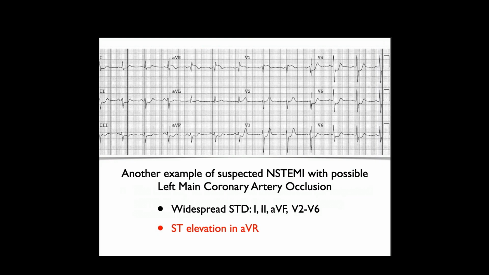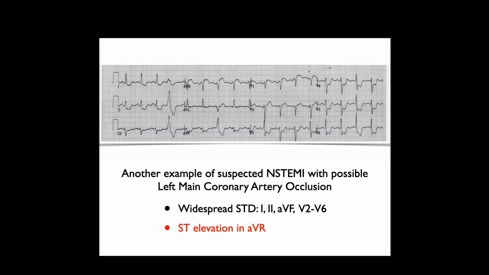Okay, so here's another example. Widespread ST depression in 1, 2, 3, AVF, and V3 through V6, plus significant elevation in AVR. And another example. You can see significant elevation there. Okay?